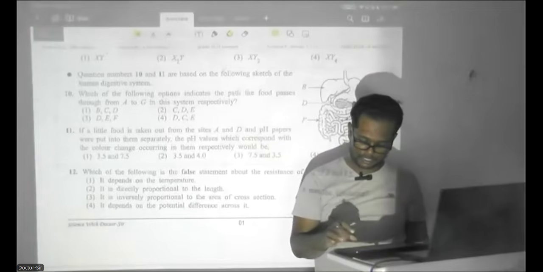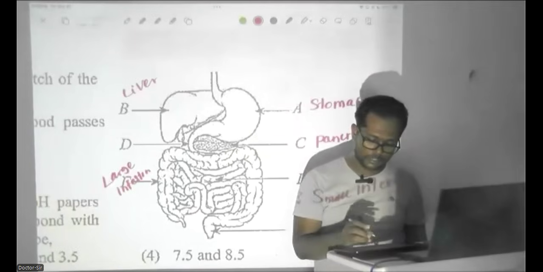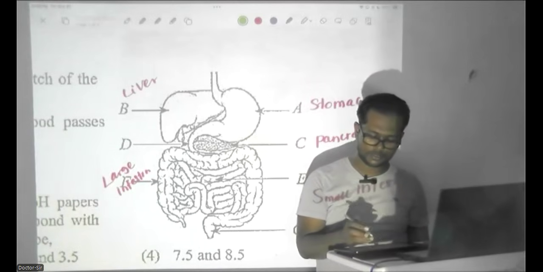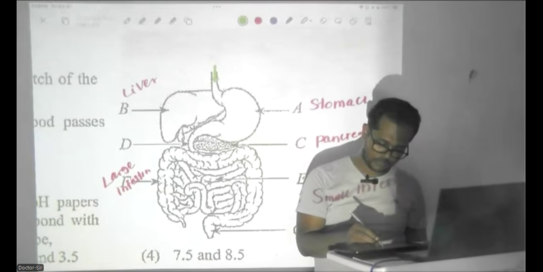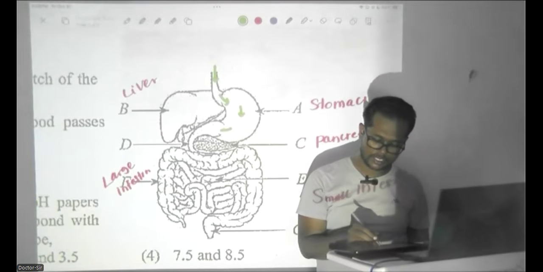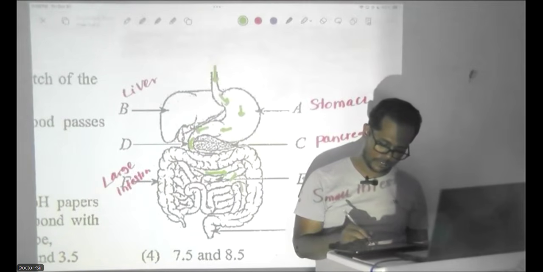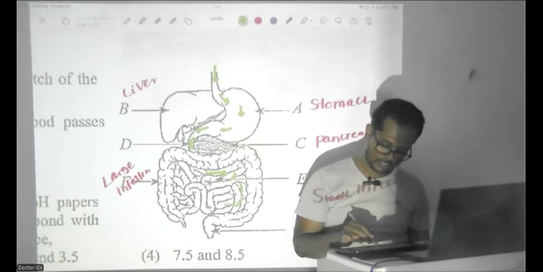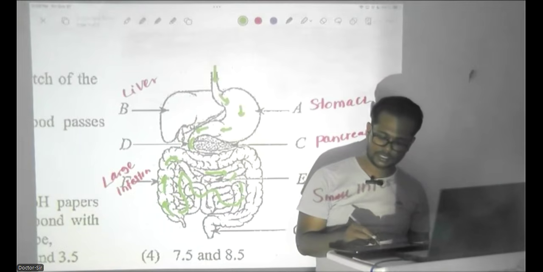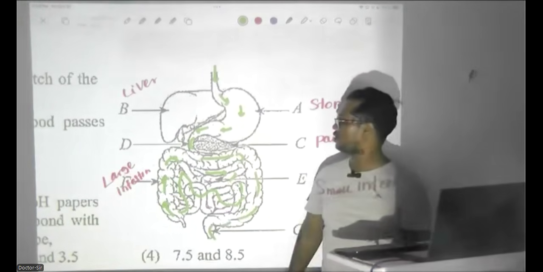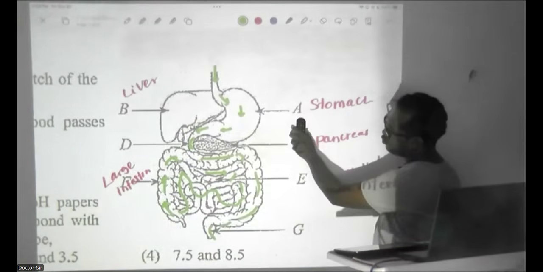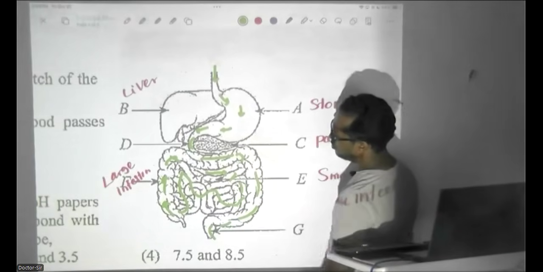So in our image, here's our image, I will draw the pathway of how the food will go through this. It will come into the stomach, then go through the stomach to the small intestine, here and there. Then finally it will come to the large intestine, and through the large intestine it will go out. So what is the order? A to C O D.